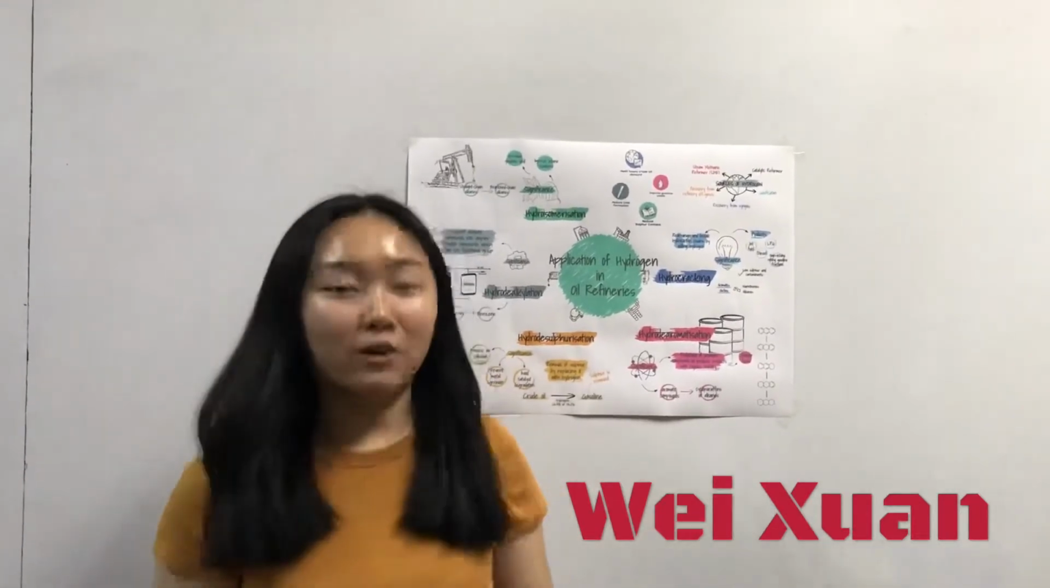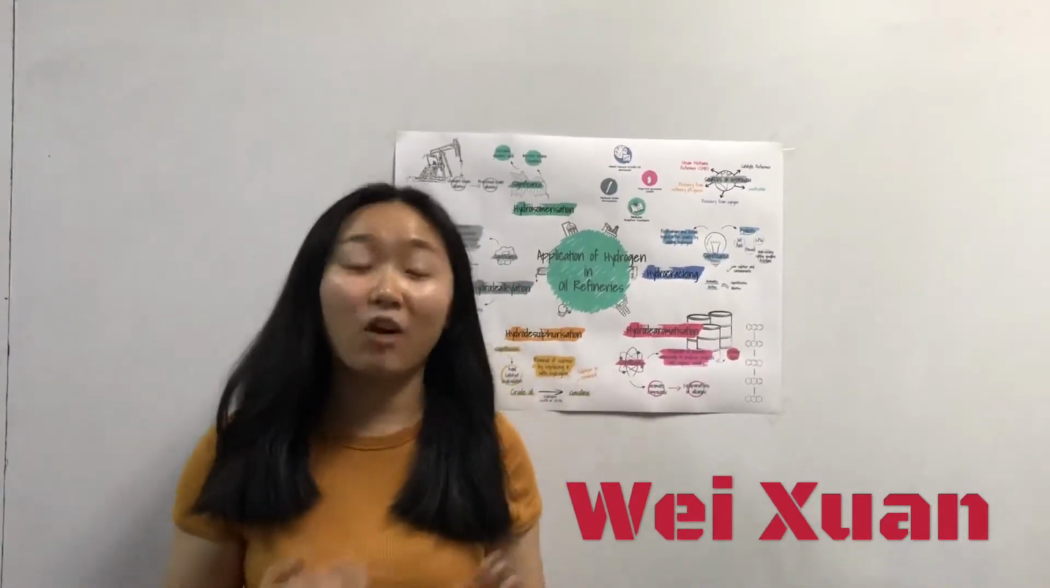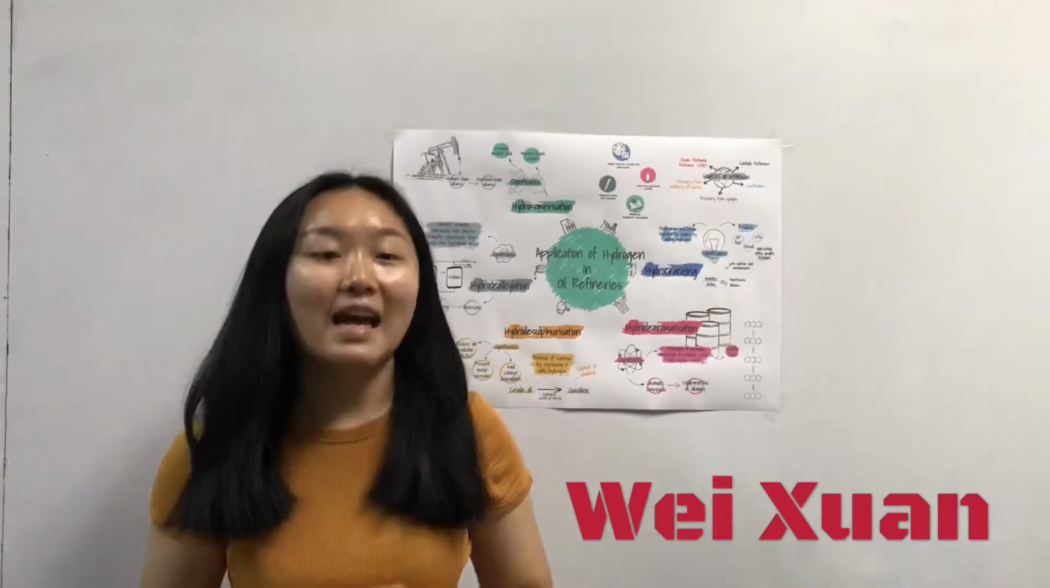Hi everyone, my name is Wei Shen. Now, I'm going to talk about hydroisomerization. Isomerization is a process by which straight-chain alkanes are converted to branched-chain alkanes that can be blended in petrol to improve its octane rating. Catalytic isomerization processes that use hydrogen have been developed to operate under moderate conditions. Typical feedstocks for the isomerization process include hydrotreated light straight-run naphtha, light natural gasoline, or condensate.